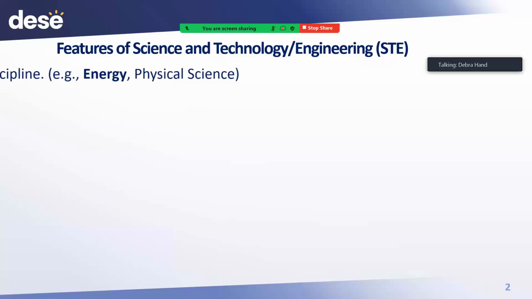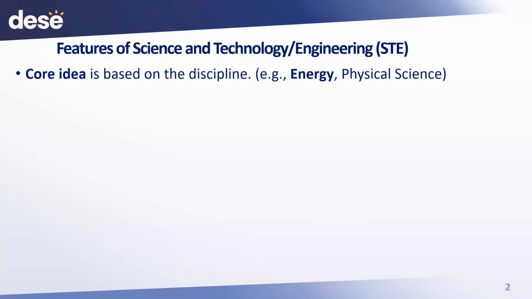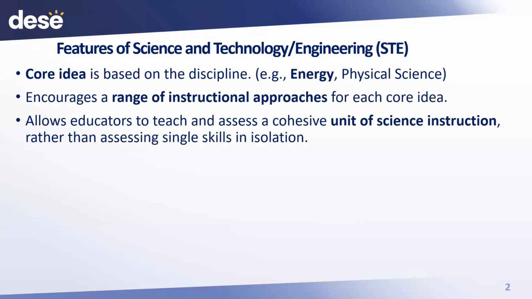We're going to talk about the unique features of the science and tech engineering. Core idea is something we're going to talk about a lot, and it's based on the discipline. So each discipline, and we'll talk about what those disciplines are, has a core idea, and it has several core ideas. So that's important for you to know. What this does for you is it encourages your students to have multiple instructional approaches. You're going to do different types of investigations and using different entry points.